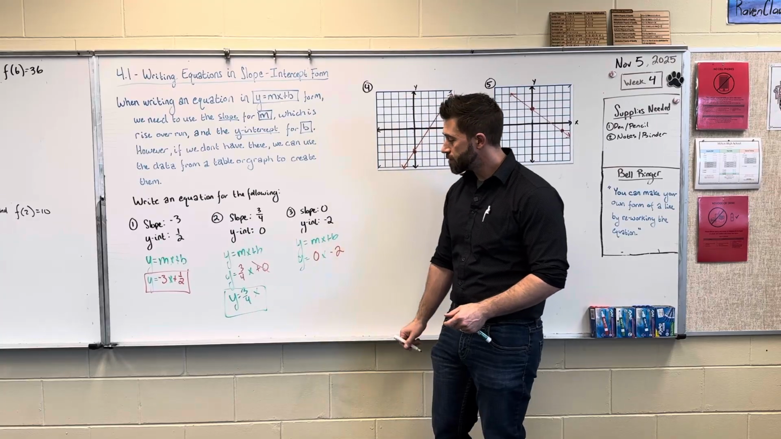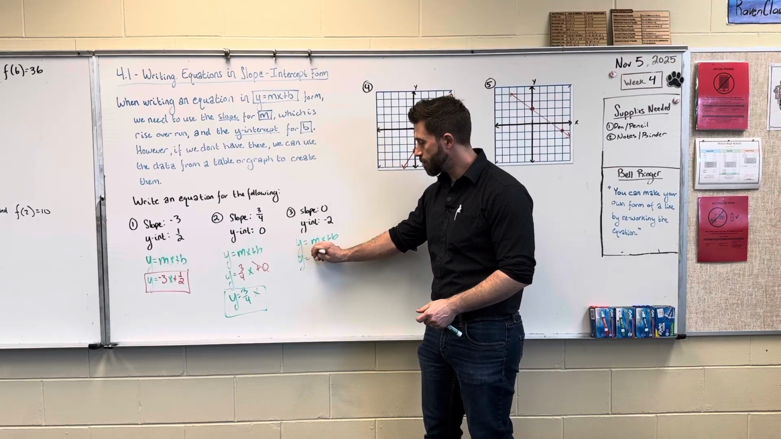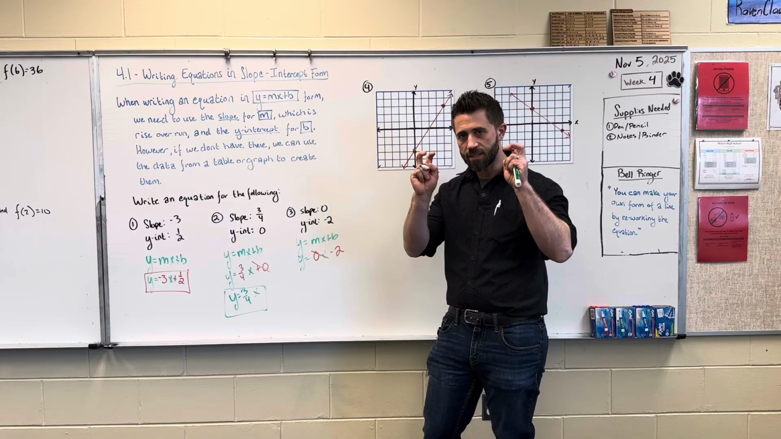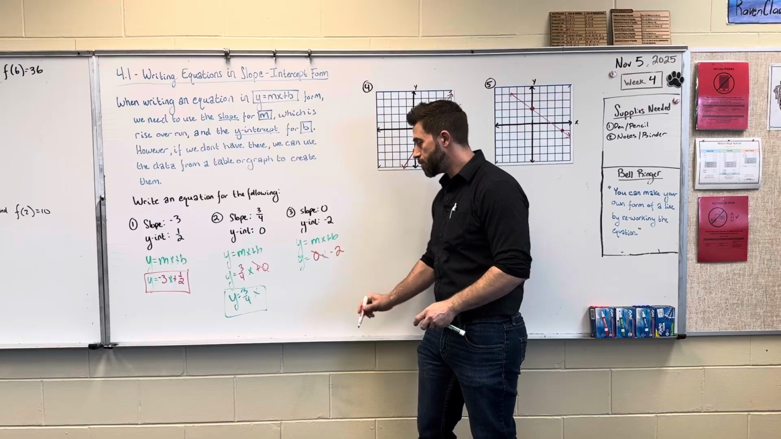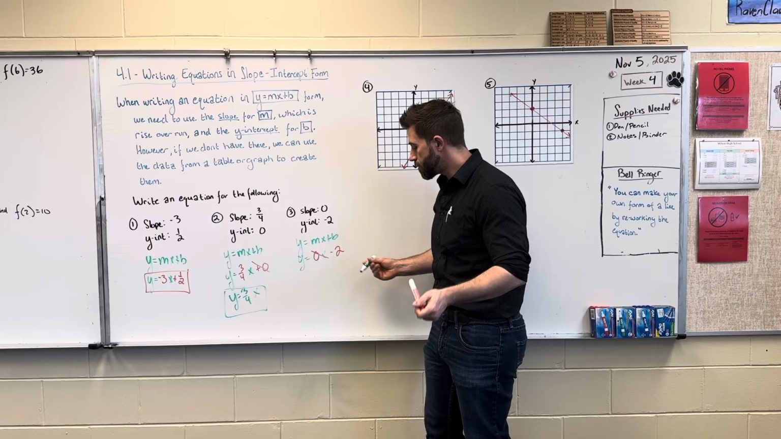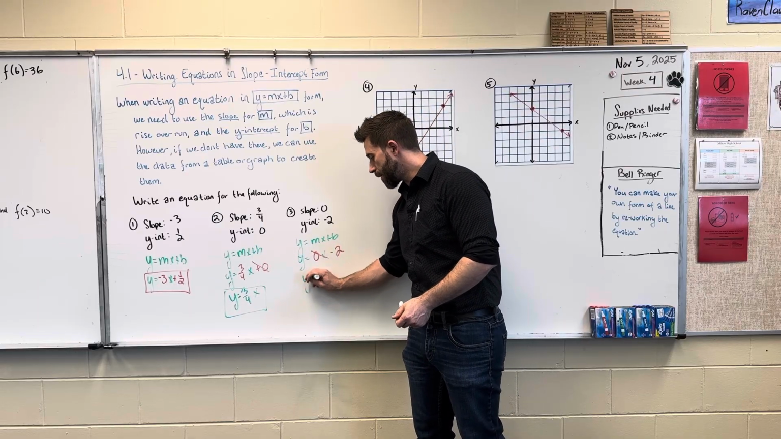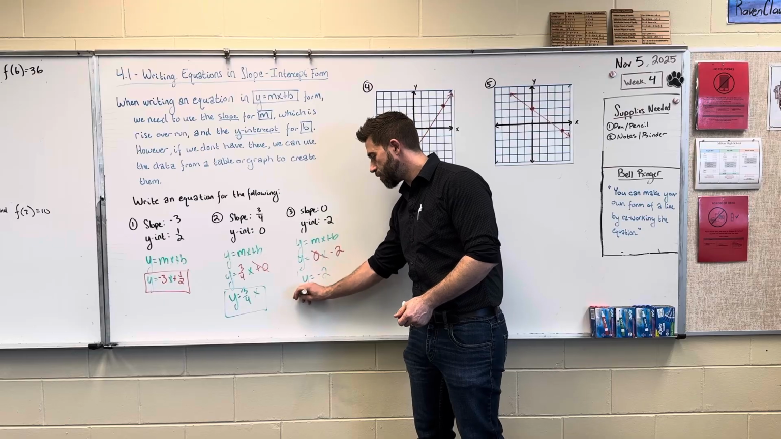Moving on. So the 0x in this case, remember 0 times anything is 0. We're going to say this cancels out. Why? Well, 0 times x is 0. 0 minus 2 is -2. So in essence, I can kind of ignore that 0x because it's going to work itself out of the equation.